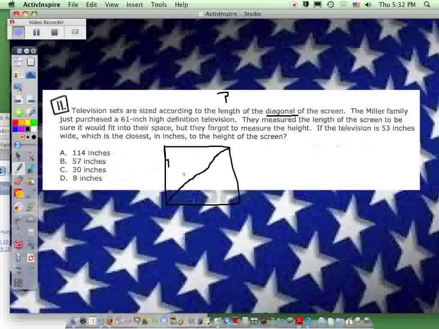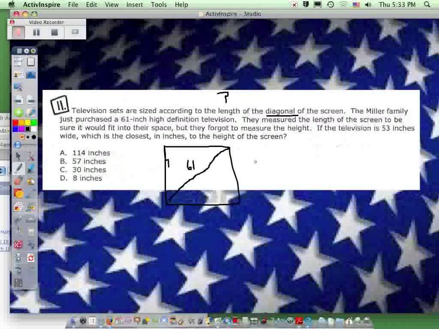There we go. Miller family just purchased a 61-inch high-def TV. So guess what? If the TV is sized according to the length of diagonals, a 61-inch TV means that this is 61. Y'all think it's 61 in length, but it's not. It's the diagonal. So if you read at the very bottom of the ads in small print, it will let you know. Anyways, so Pythagorean theorem.